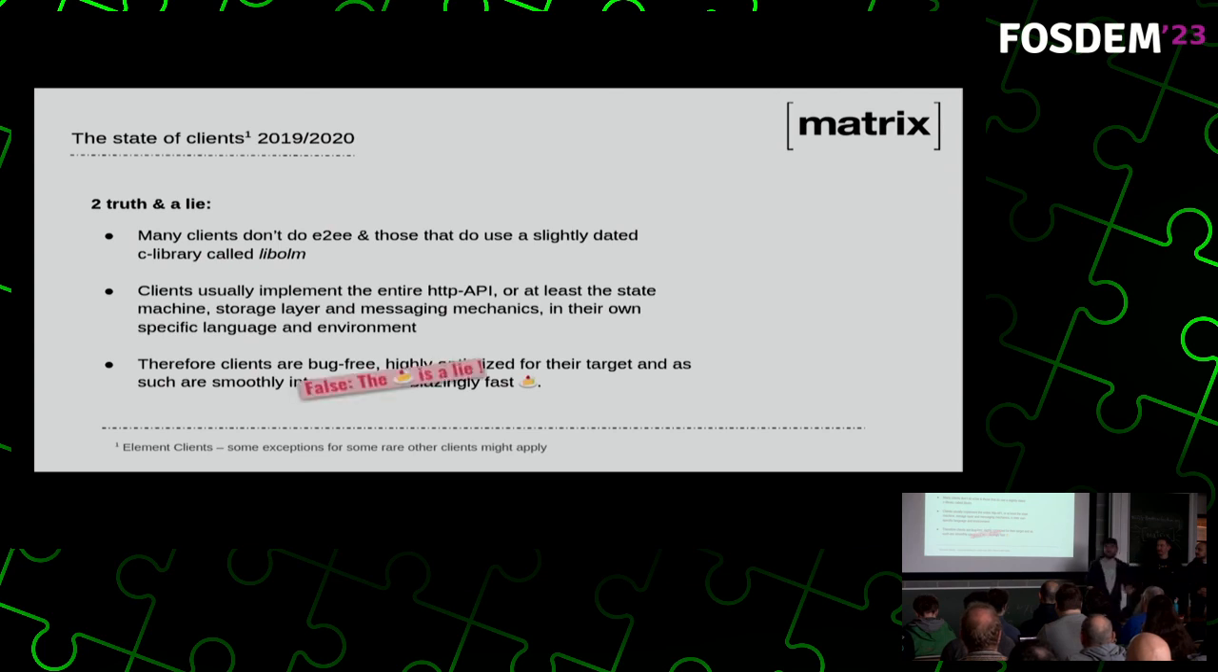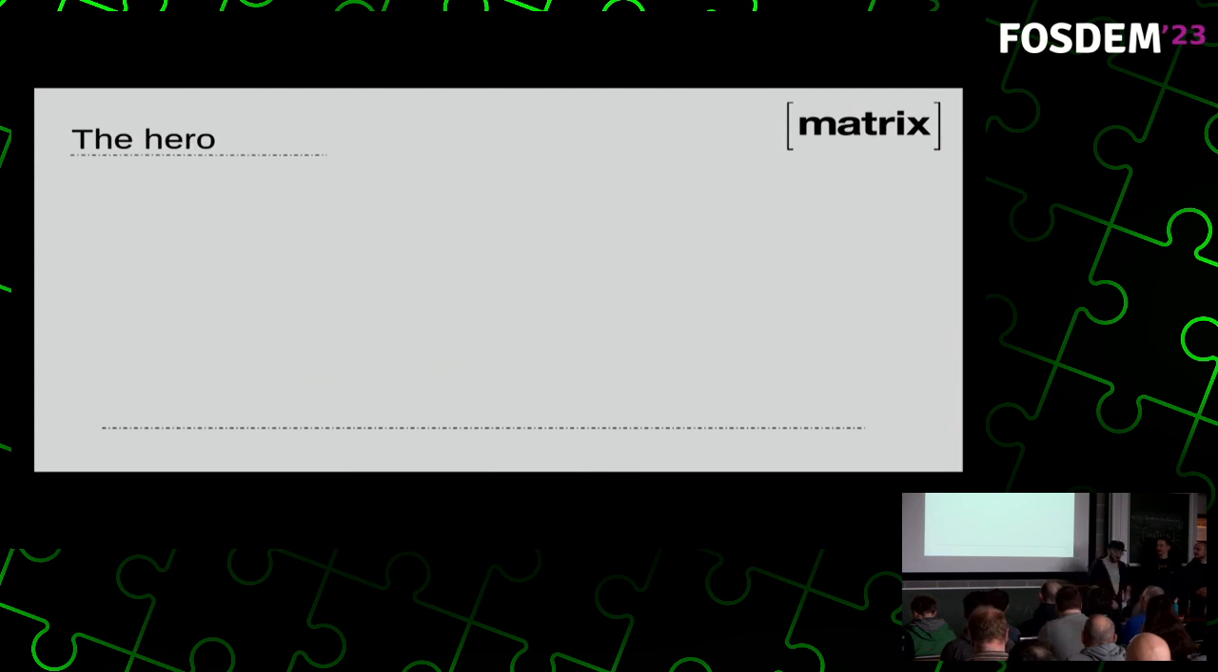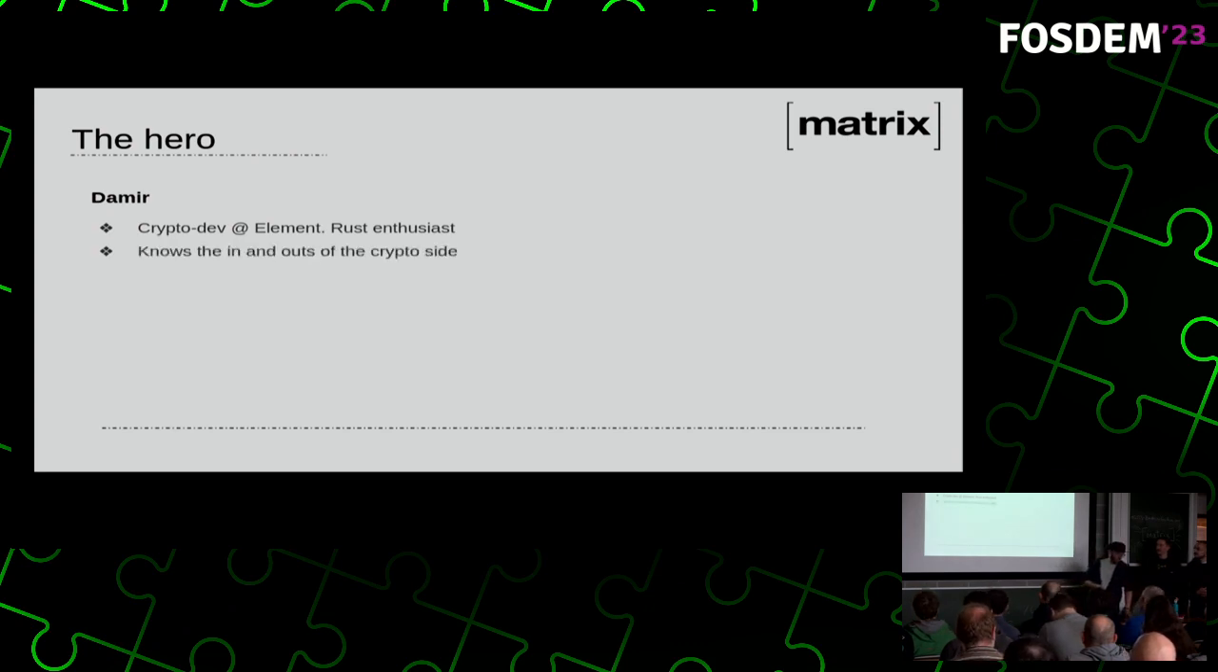I don't have to ask you, you know which one of this is a lie. The cake is a lie. At this time, enter our hero. Our hero is Damir. Damir is working as a crypto dev for Element. He's a Rust enthusiast, and he knows the crypto in and out.